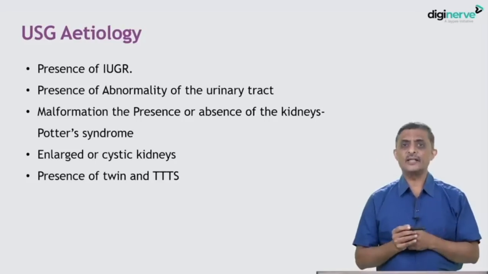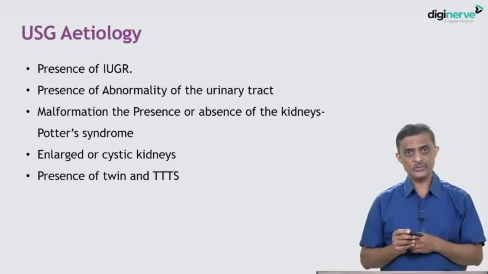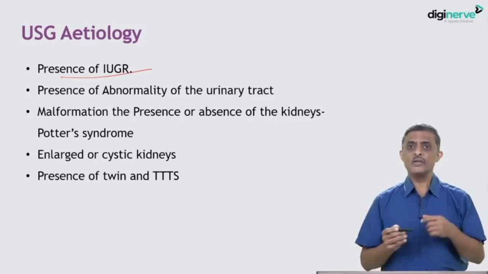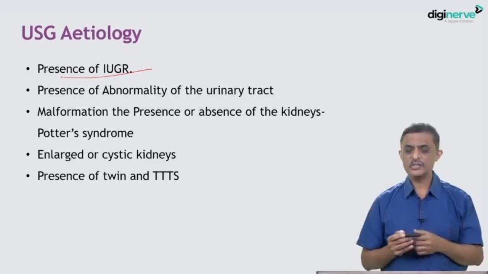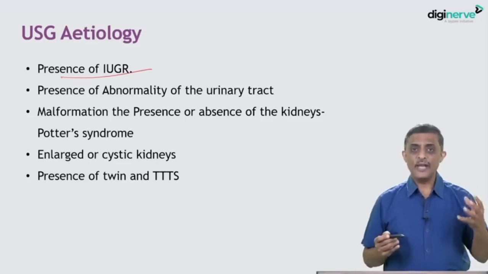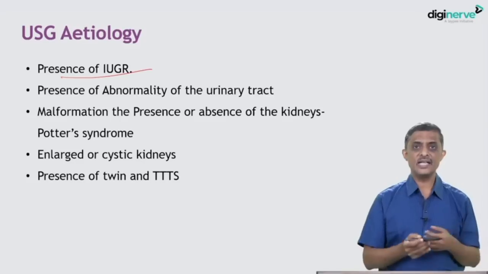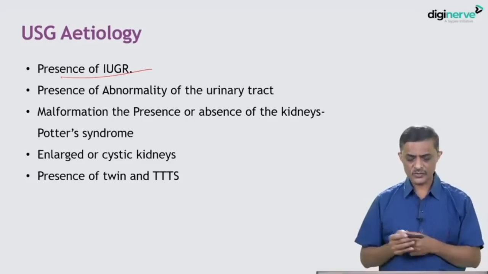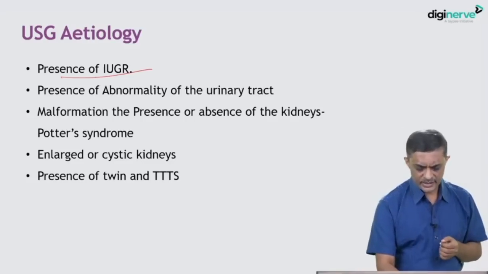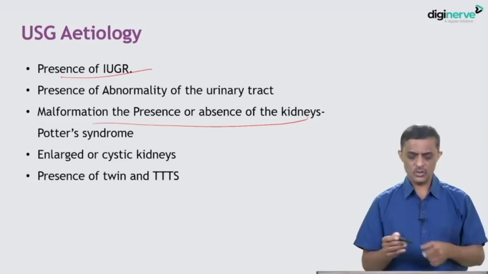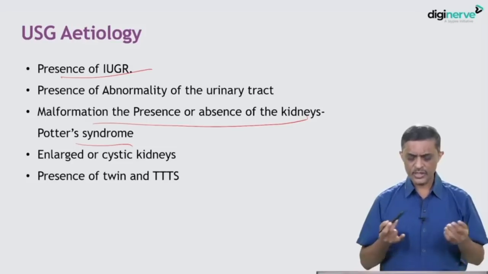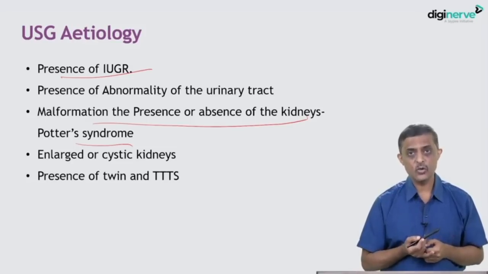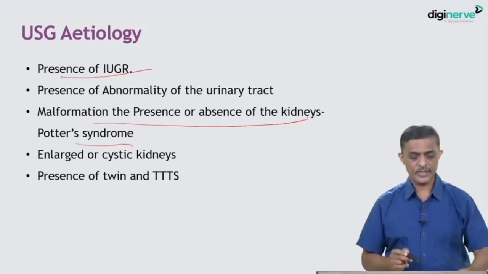So when you do an ultrasound, you may pick up the etiology also. You may find out that there is a fetal growth restriction which is associated with oligohydramnios. You may pick up the anomalies in the baby. You may find that there is renal agenesis or a huge bladder because of outlet obstruction in the baby, which is the cause for oligohydramnios, right? In case there is absence of kidneys and oligo, it is called Potter's syndrome also. You can pick up enlarged or cystic kidneys, and sometimes twin-to-twin transfusion syndrome in case of twin pregnancies also can be picked up by your ultrasound.